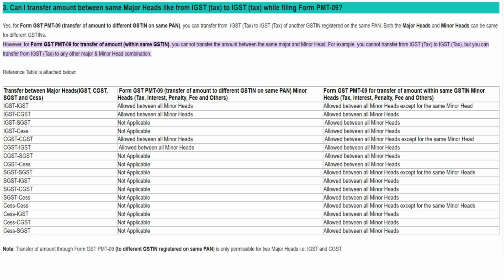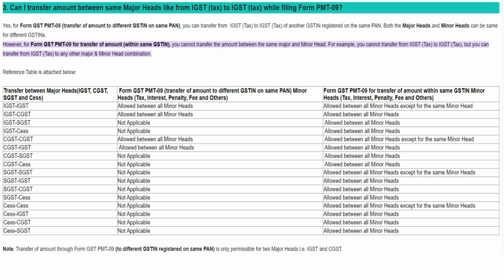So this I put here, transfer from major head. Major head मतलब क्या होता है? IGST, CGST, SGST. Minor head मतलब क्या हुआ? Tax, interest, penalty, late fees. These are minor heads, right? So transfer between major head IGST to IGST, any minor head possible.